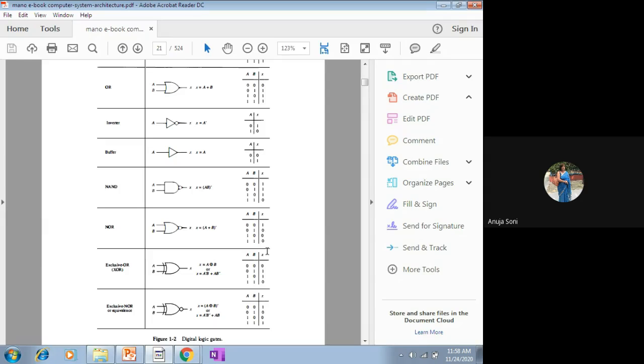How will it work? The OR of 0, 0 will be taken. OR of 0, 0 will be 0. And its complementing is done. So the complemented value of 0, 0 will be 1. Similarly, OR of 0, 1 will be 1 and its complemented value will be 0. Similarly, OR of 1, 0 will be 1, its complemented value will be 0. OR of 1, 1 will be 1, its complemented value will be 0. Now we come to the exclusive OR.